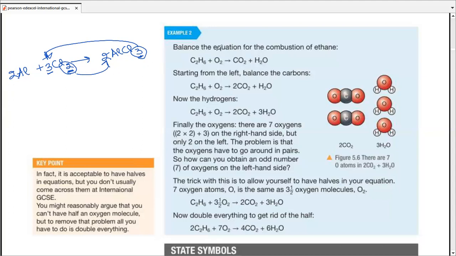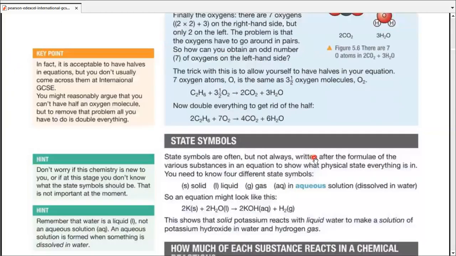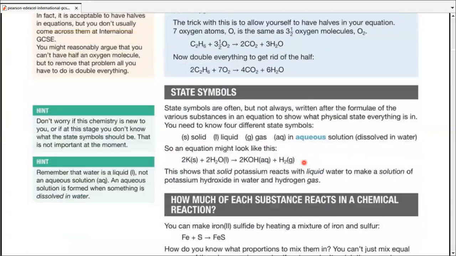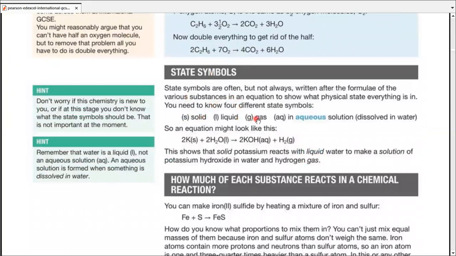Okay, so this is much more of a mathematical tip than it is a chemical one. If you want, I can give you more equations to balance, but for now, let's move further.